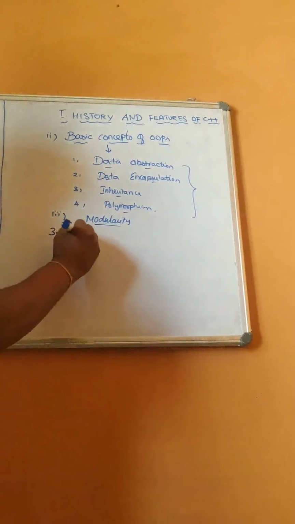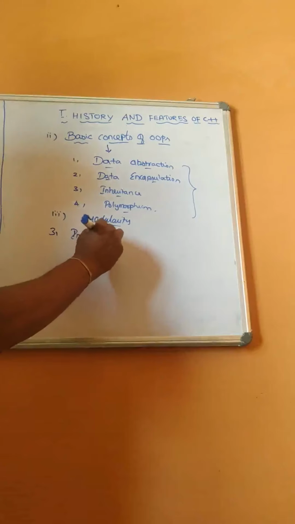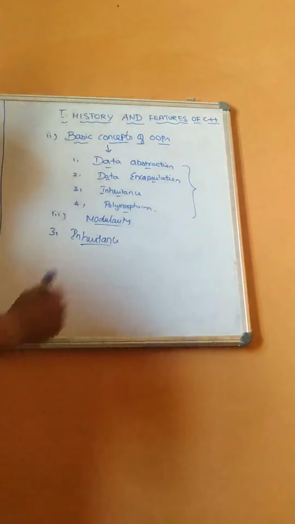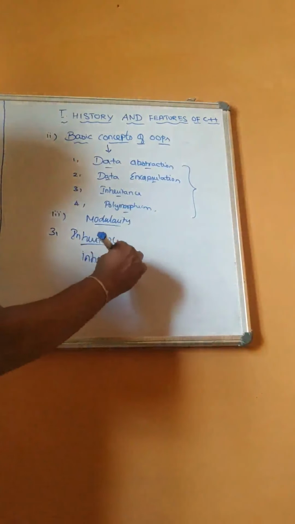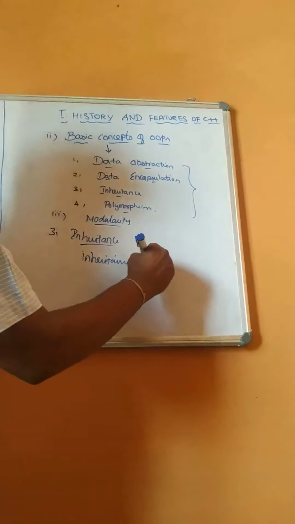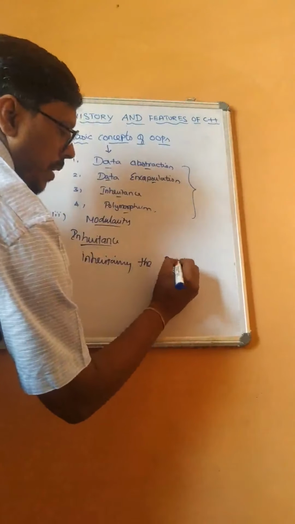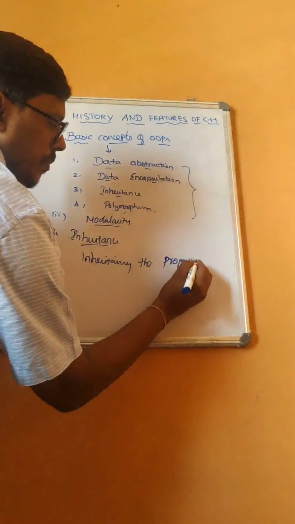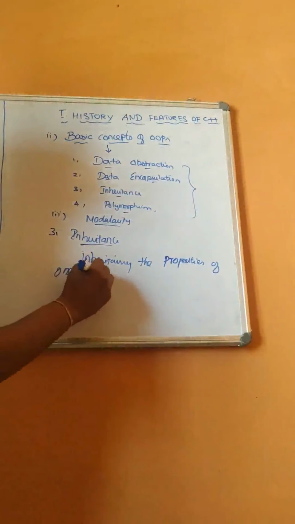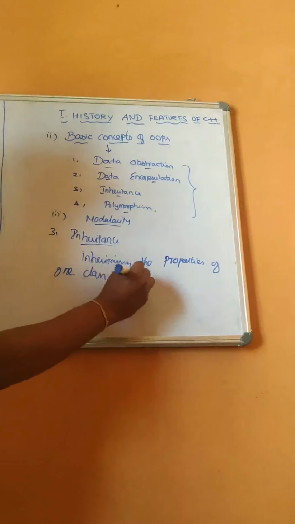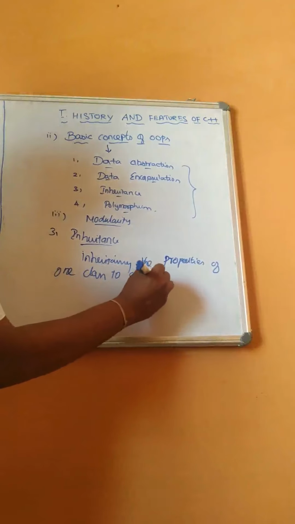So inheritance is nothing but, first I'll tell you the definition, then I'll tell you the real-time example. So inheriting the properties of one class to another class.